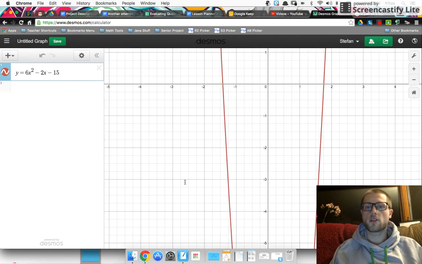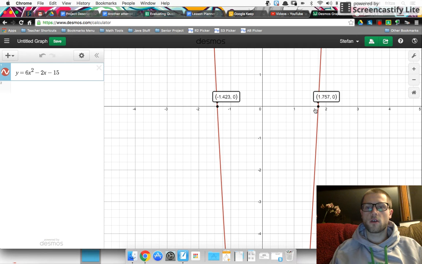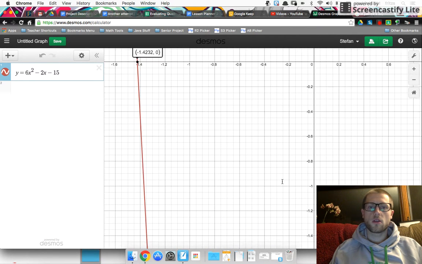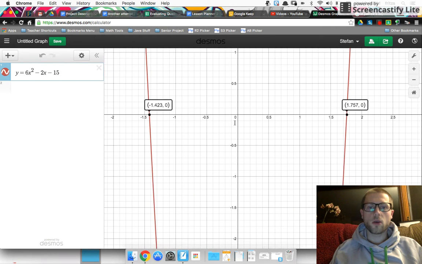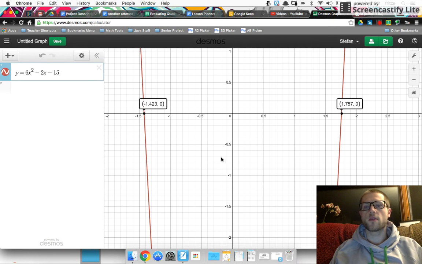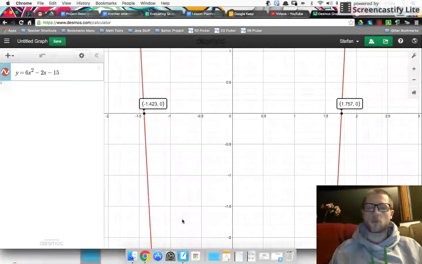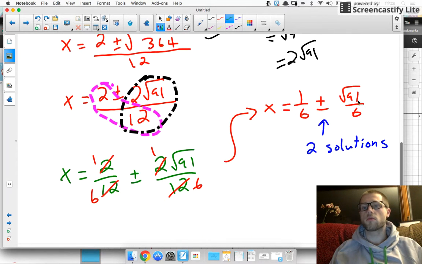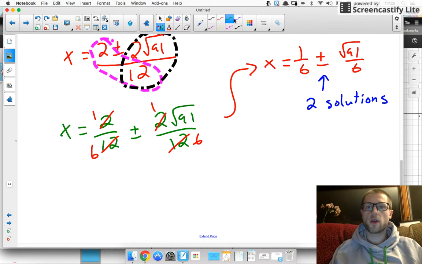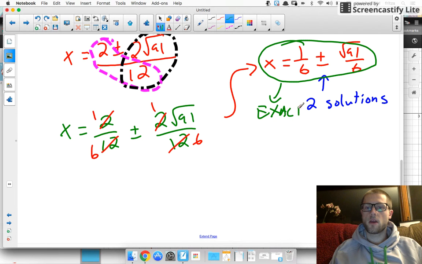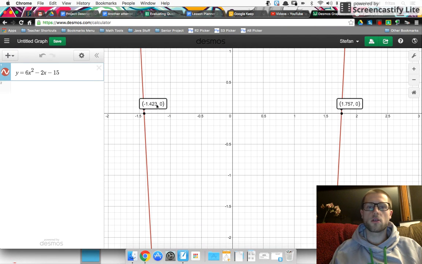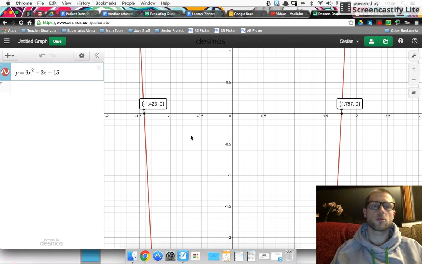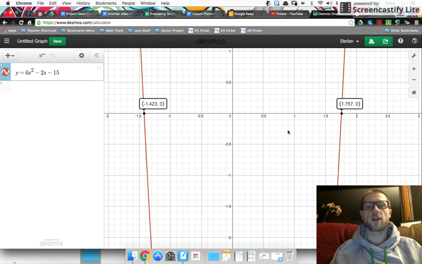And if I zoom in onto my roots, here I've got these two roots, negative 1.423 and positive 1.757. Well, that doesn't really look like what we had before. I had a sixth and root 91 and all these things. So let's remind ourselves that these are what we call exact solutions. And what I have for my Desmos graph here are these decimal approximations. So we need to check to make sure that these are in fact the same numbers.